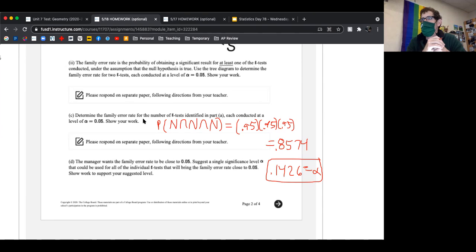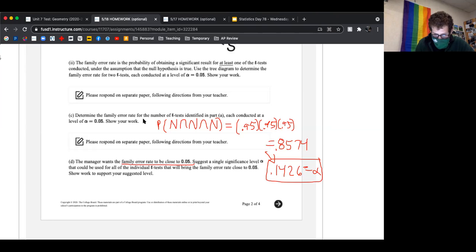And the last one is where it gets a little bit trickier still. Because now the question says, we don't like this 14.25% chance of getting a type 1 error. I don't think anyone would be happy with that. So we want to have a family error rate of 0.05. So we need to do some reverse engineering and figure out, what is the significance level going to have to be on any one test so that after we run 3 of them, we only have a 5% chance of a type 1 error?